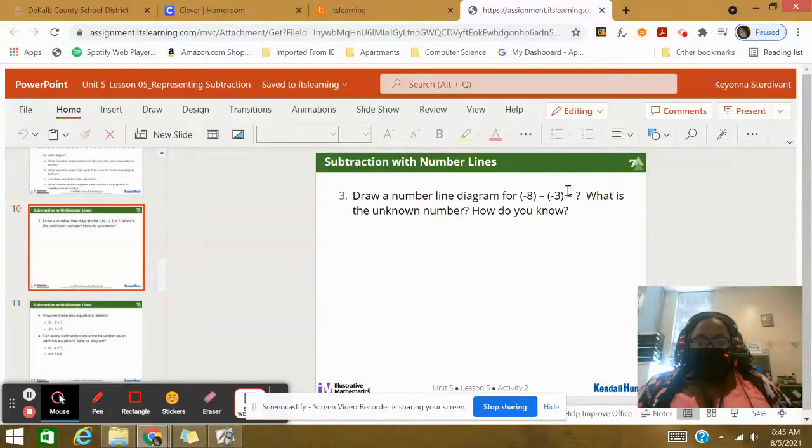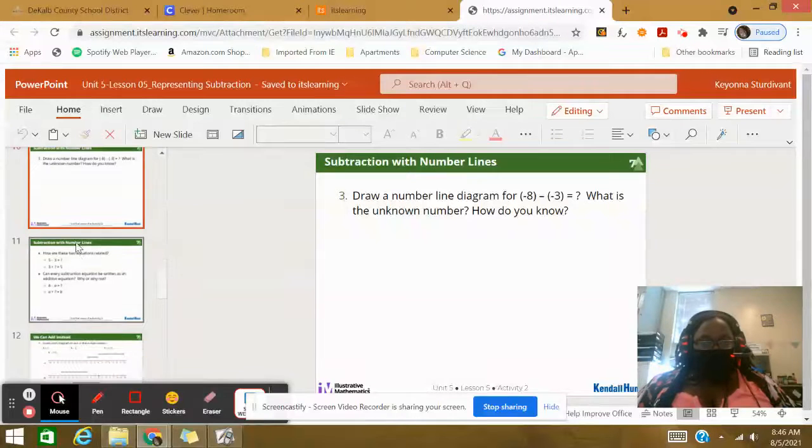Number 3, it just said draw a number line diagram. Again, you can go by ones. We're starting at negative 8. We're subtracting a negative 3. They're asking what is the unknown number and how do you know? And again, you can use it in context of the number line or use it in context of adding and subtracting values.